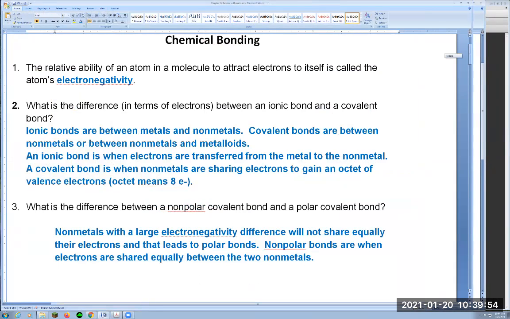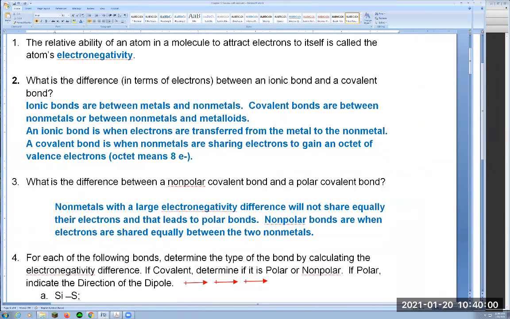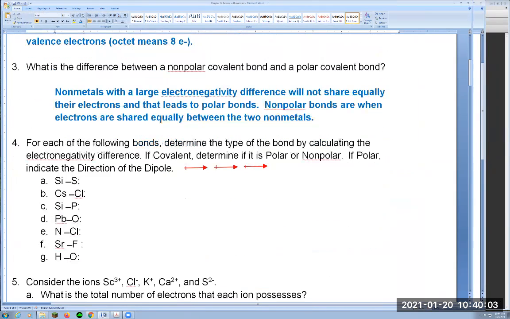So that's the difference between polar and nonpolar covalent bonds. Now we have a list of bonds here. For each of these bonds, we want to determine the type of bond by calculating the electronegativity difference. If it's covalent, say if it's polar or nonpolar. And if it's polar, you will indicate the direction of the dipole, because polar bonds have what we call a dipole, represented with an arrow with a plus on one end and an arrow on the other end. And we will show you how to position that.